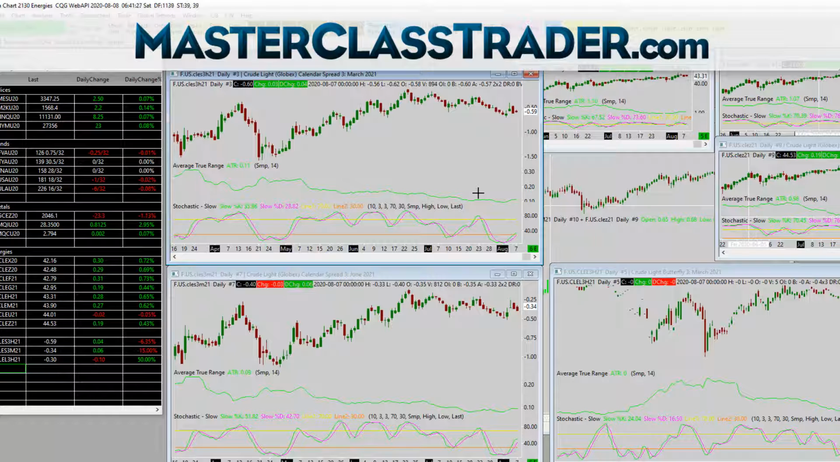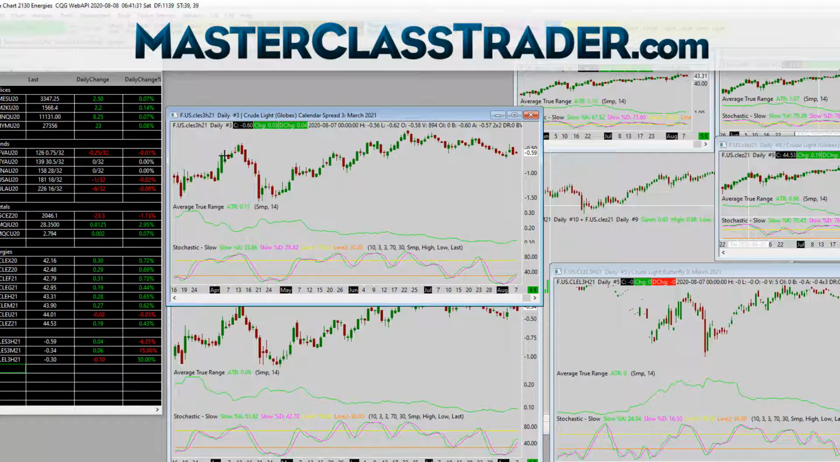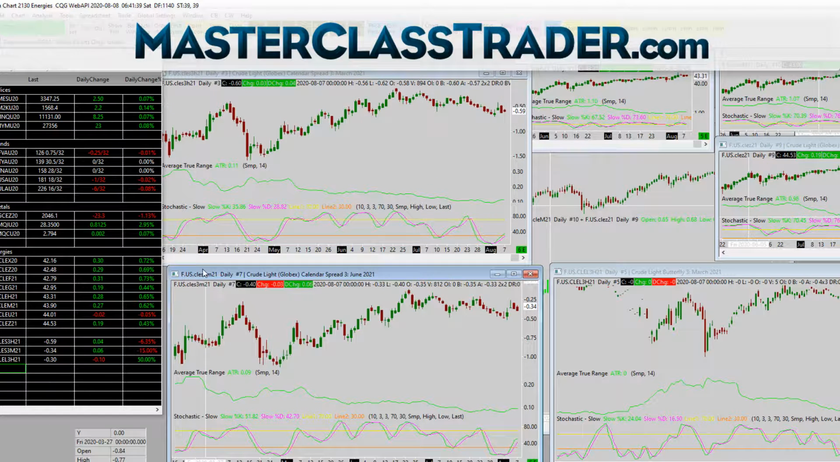Okay, so here on the charts, you're looking at a calendar spread between March and June in crude oil. That combined with a calendar spread between June and September, selling one and buying the other, creates your butterfly.